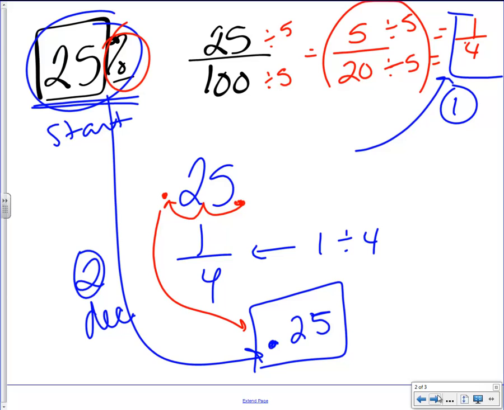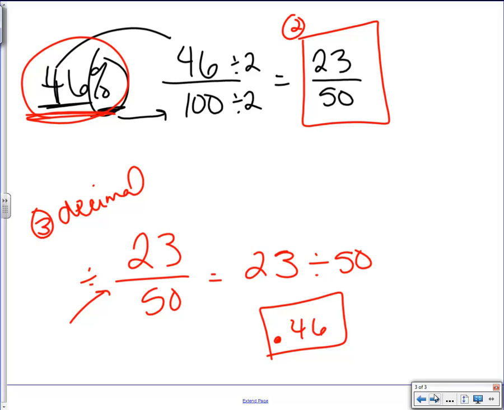Okay, so let's try our other one. So I have 46%. My decimal is understood to be here because it's a whole number. It's behind the whole number. And if it's behind the whole number, you don't have to put it. It's just understood to be there. And so remember, from a percent to a decimal, we go 2 places to the left, and that's how we got the decimal to be in front of the 4. Okay?